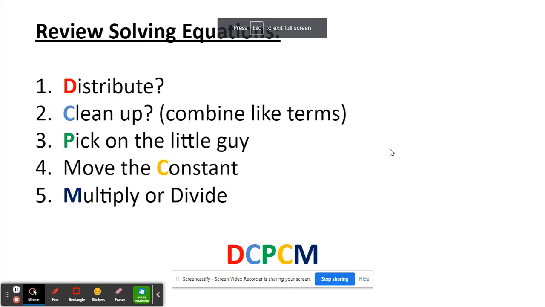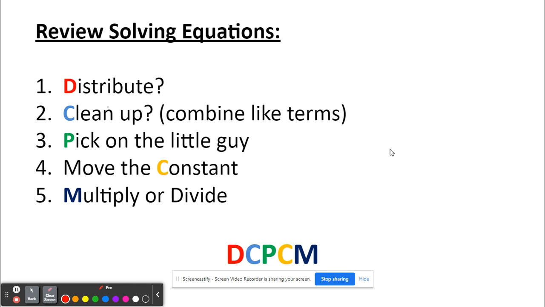I am going to go over how to solve equations because our book just assumes that we know how to do that. And so while many of us may remember how to do that, it may have been a while. And so I want to go through just a refresher on how to do that.